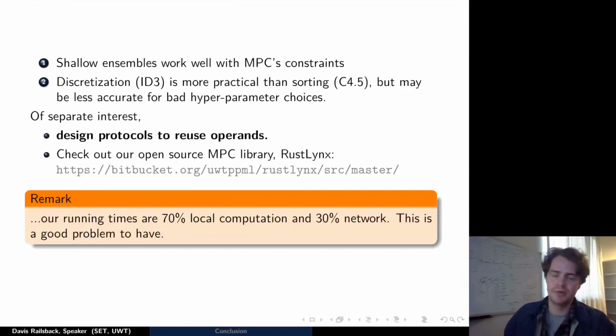And as a separate note about those protocols, we're currently at a point where 70% of the time spent on a protocol is local computation and 30% is network. And this is a really kind of unheard of problem to have in MPC, because it basically means that now standard operations for optimization are going to be able to reduce the running time of these protocols even further, such as implementing GPUs for matrix multiplication and the like.